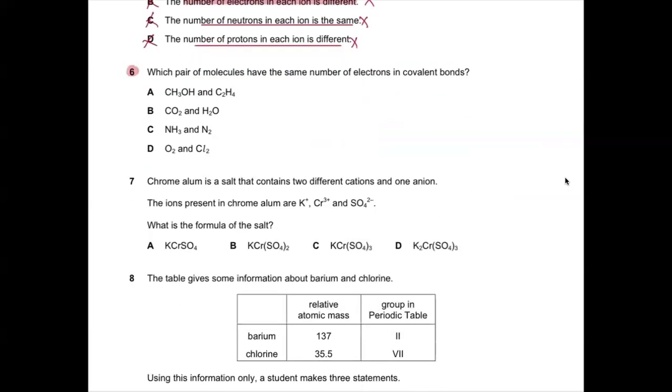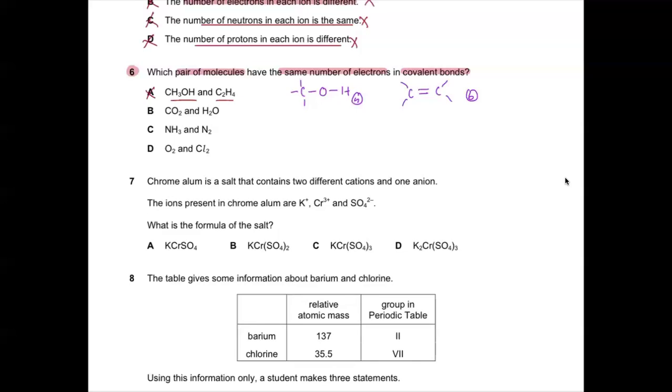MCQ number 6. Which pair of molecules have the same number of electrons in covalent bonds? Okay, so if they have the same number of bonds, then they have the same number of electrons. So if we go for this one, first one, and then C2H4. If you count 1, 2, 3, 4, and 1, 2, 3, 4, 5, 6. So this one has 4 bonds and this one has 6 bonds, right? So A goes wrong because both have a different number of bonds. So a different number of electrons are present in the bonding.